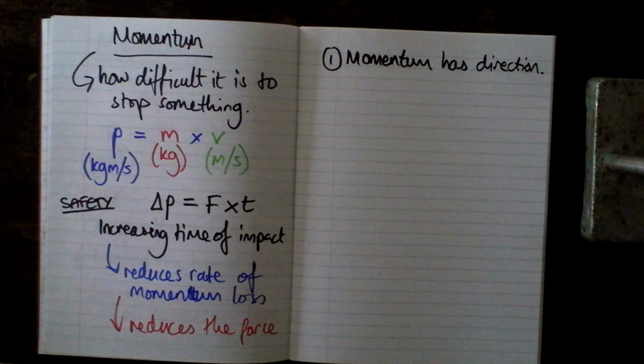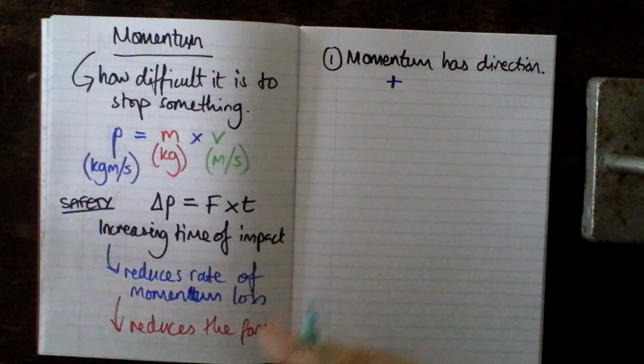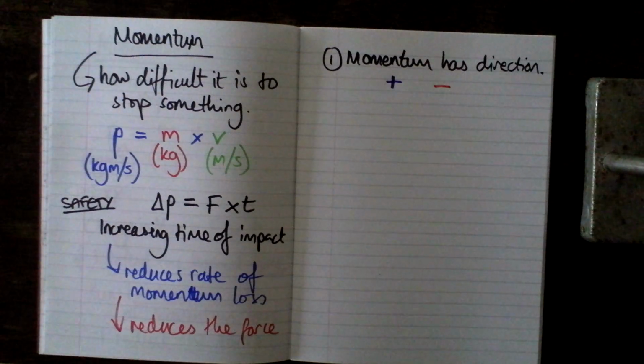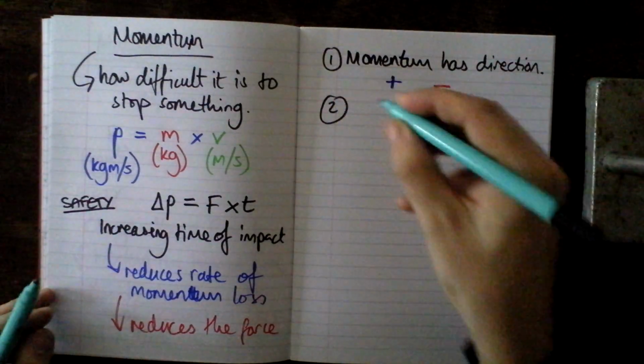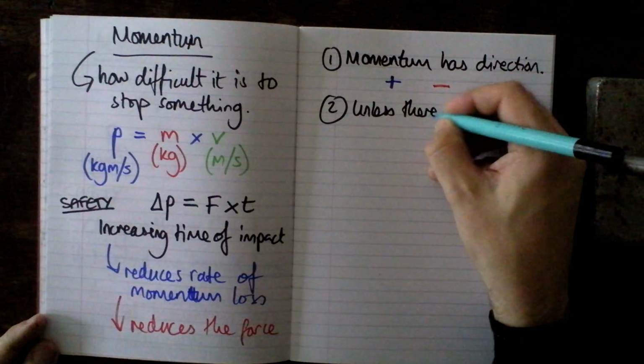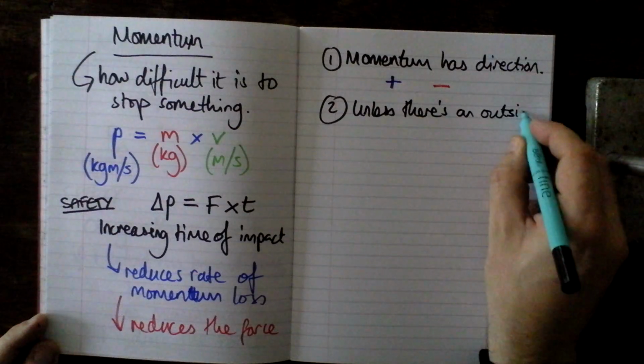Now, at GCSE, this is quite straightforward because we will just talk about having positive momentum and negative momentum. So if you move forwards, you might decide to call that positive momentum, and then if you move backwards, you would have negative momentum. It doesn't really matter which way is plus and which way is minus as long as you're consistent.